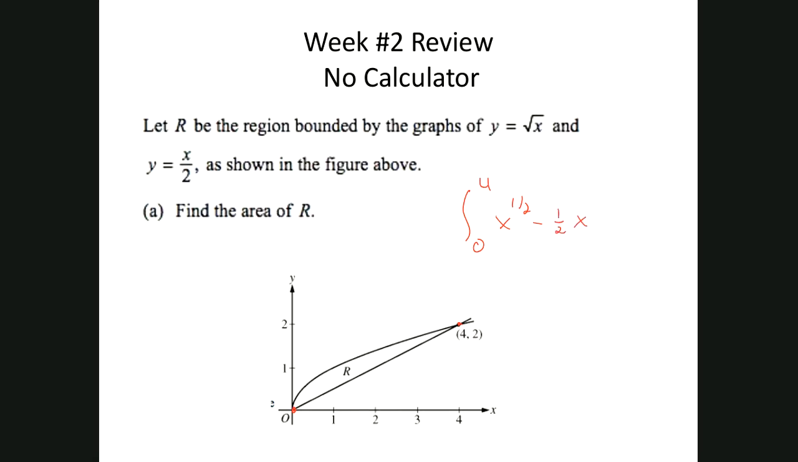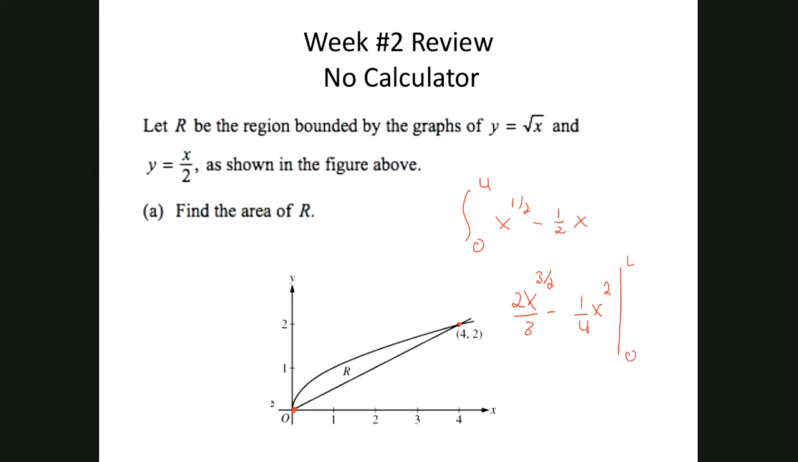So there's my integral, top function minus bottom function. Now, being able to set it up is the easy part. Being able to solve, obviously, is a little bit tougher. But if I did this, I'm going to take the integral. So that's x to the 3/2 over 3/2, or times 2/3, minus, this is going to be negative 1/4 x to the second, I think, if my integral is correct. And that is going to be on the interval from 0 to 4.